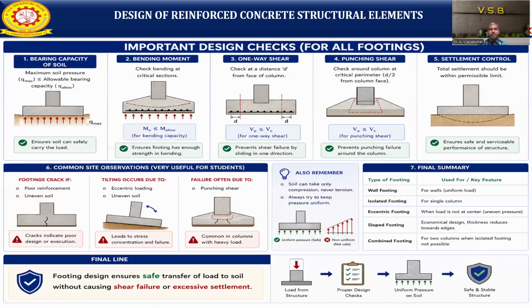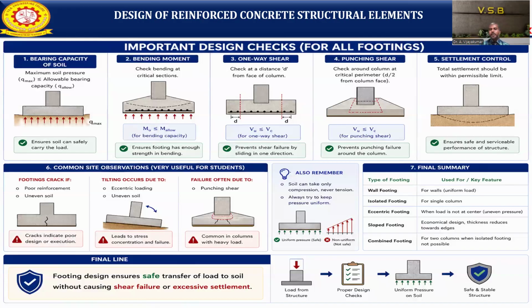So what are the common failures observed in structures? This is very useful for learners and students. Footing cracks if there is poor reinforcement or uneven soil settlement. The cracks indicate that poor design or execution has occurred. A tilting failure occurs due to eccentric loading or uneven loading conditions, which leads to stress concentration and failure. Failure is also often due to punching shear, commonly at columns with heavier loads.